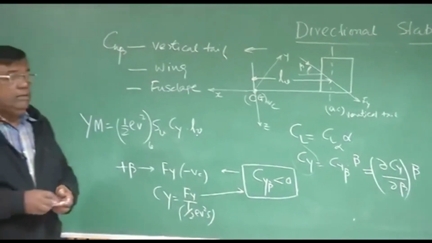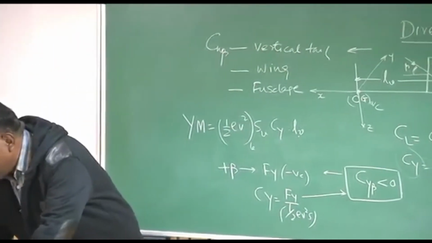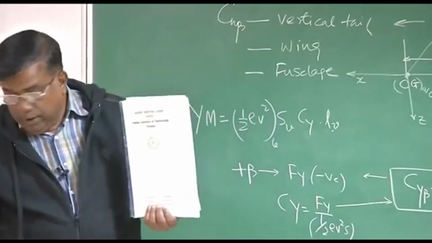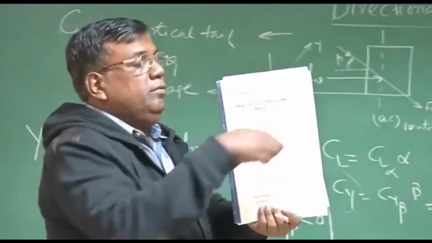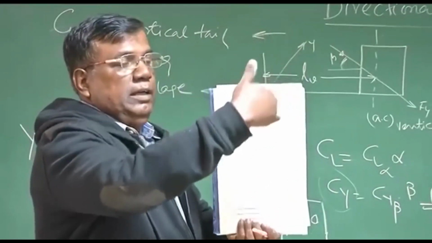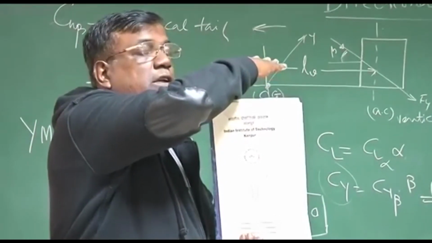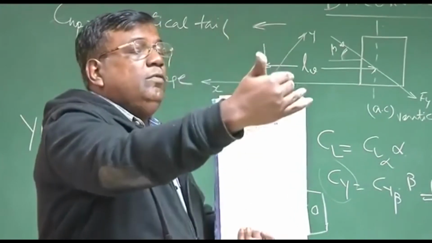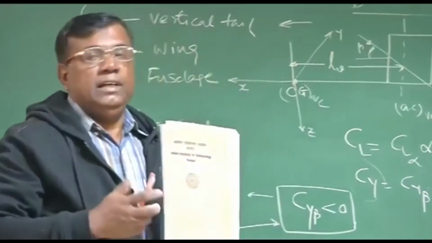Correct? Which physically also you understand. I repeat again. I will take this register for you to get more clarified. If this is the vertical tail, and assume that this is the y direction, because this is x, y, and if beta is coming like this positive, that will give a force in this direction. So it will give a negative force in the y direction. So for a positive beta, the Cy becomes negative, or we say Cy beta is negative.